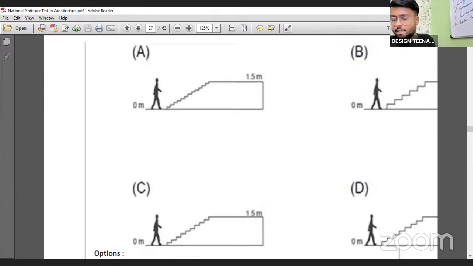Don't make mistakes in these questions. There is no scope of making any mistakes, guys. Please make sure, anyone watching this class live, there is no scope for making mistakes.